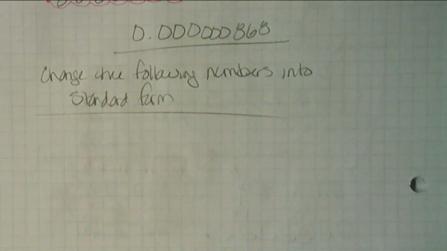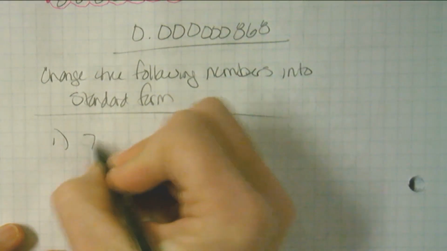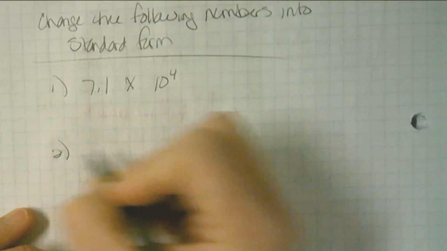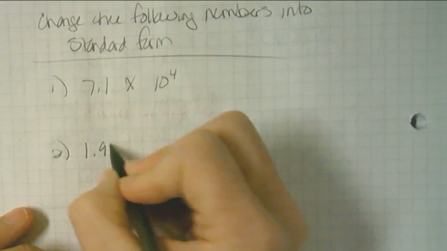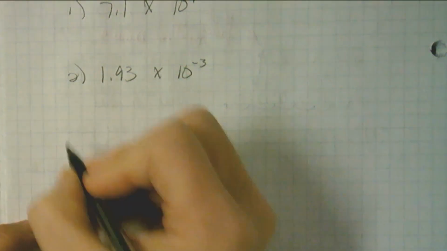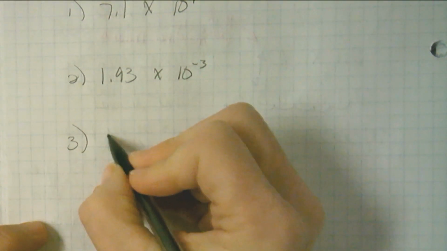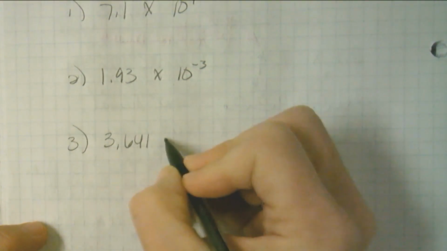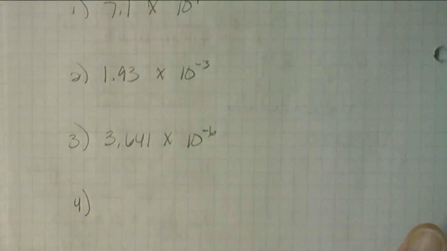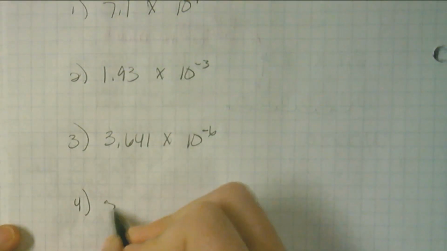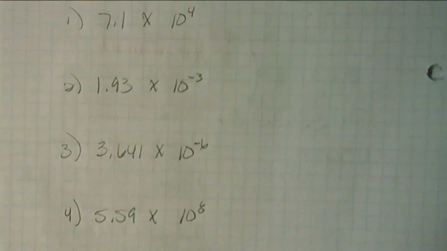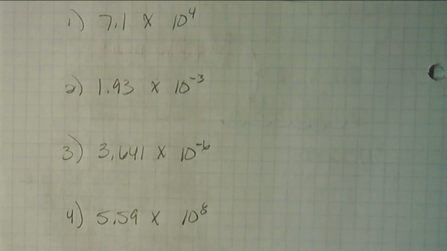Okay. So my first one is 7.1 times 10 to the 4th. I'll put the other ones up. All right, so there are 4 of them up there. Go ahead.